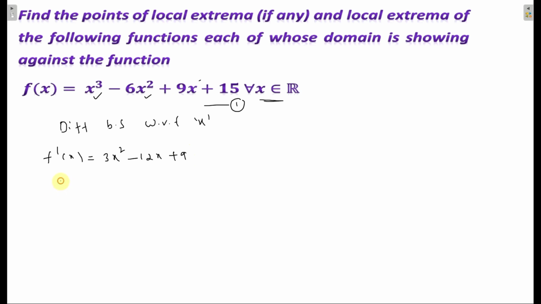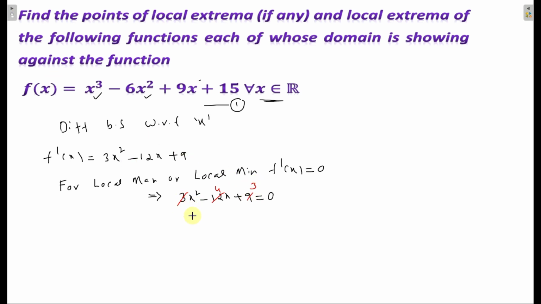So the step for local maximum or local minimum: f dash x must be equal to 0. So this implies 3x square minus 12x plus 9 is equal to 0. Here I can cancel 3, since 3 divides 3, 12 and 9. Now factorize this: x square minus 4x plus 3 is equal to 0.